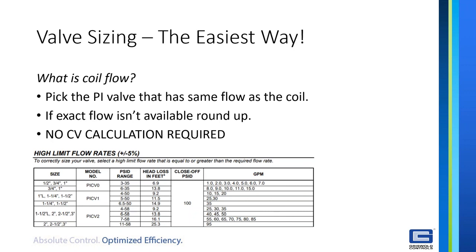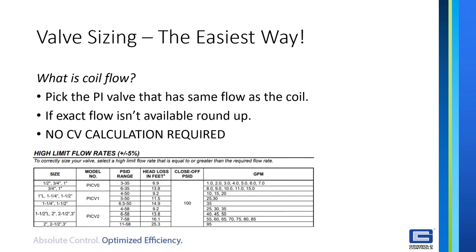There are customers, and some of you have contractors that actually just pick the biggest CV, or the biggest GPM anyway. So for example, in this first row, we have a flow rate of 1, 2, 3, 4, 5, 6, and 7. And that basically means it's a different optimizer, right? So the 1 GPM has a small optimizer with a smaller hole. The 7 obviously has a big one.